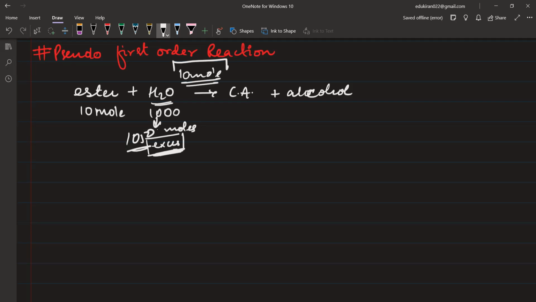Did you guys understand this, yes or no, please tell me. Yes, sir. Okay. So this is a pseudo first order reaction. It is essentially not a true first order reaction, but when something is in excess, it behaves as a first order reaction. So please write the reaction.